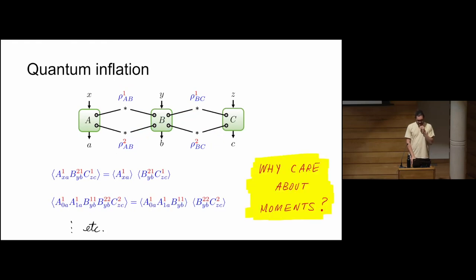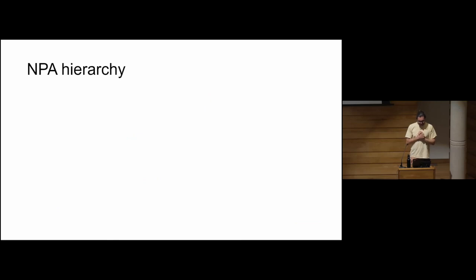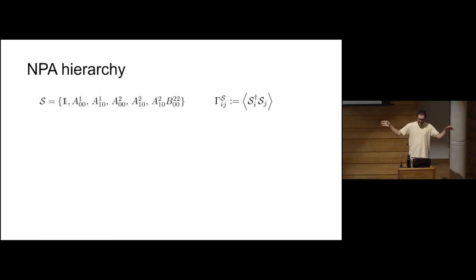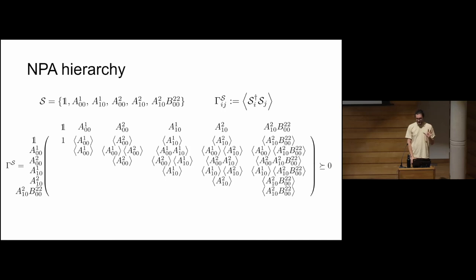OK, but why care about these moments? So the reason to care about these moments is because they appear in the NPA technique. So I will also maybe not explain in full detail, but the idea is that given this list of measurement operators that you have in quantum theory, you can just take a set of them, generating set of, let's say, monomials of these measurement operators. And you can build a big matrix, which you know that if your correlations come from quantum mechanics, it needs to be positive semi-definite. So this will look a bit ugly, but the intuition is just that. You can build a matrix, which needs to be positive.